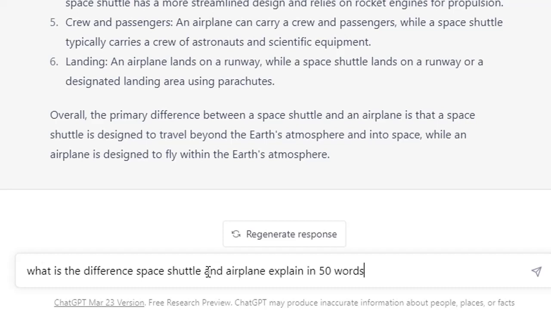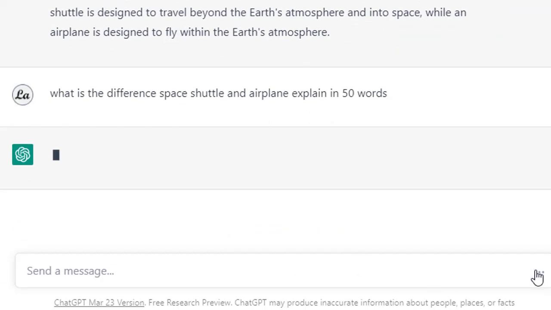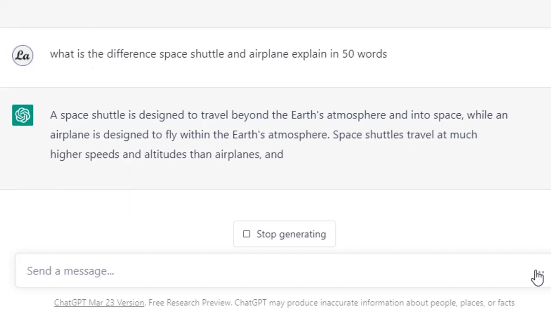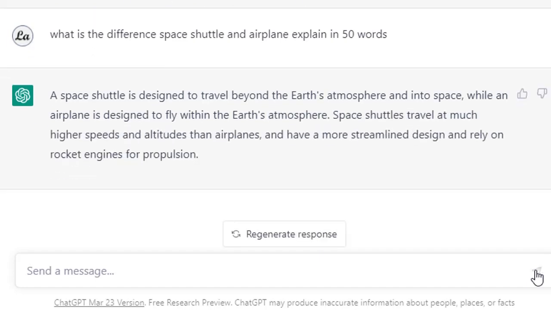Now the question is, what is the difference between the space shuttle and the aeroplane? Please explain in 50 words. We check now. Now our answer is short and precise. We have the answer only in 50 words.